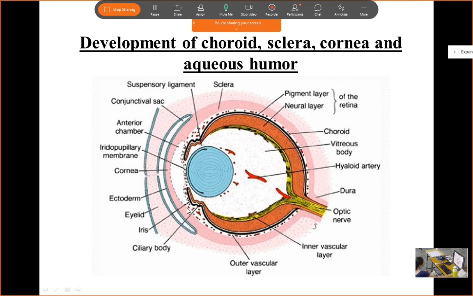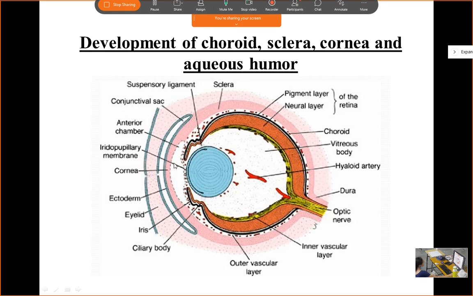So this is the cornea. In front of that there will be two folds of the surface ectoderm, and these two folds are continuous with each other. These two folds unite with each other in front of the anterior pole of the cornea. Only at about the 7th month will these folds be separated from each other.